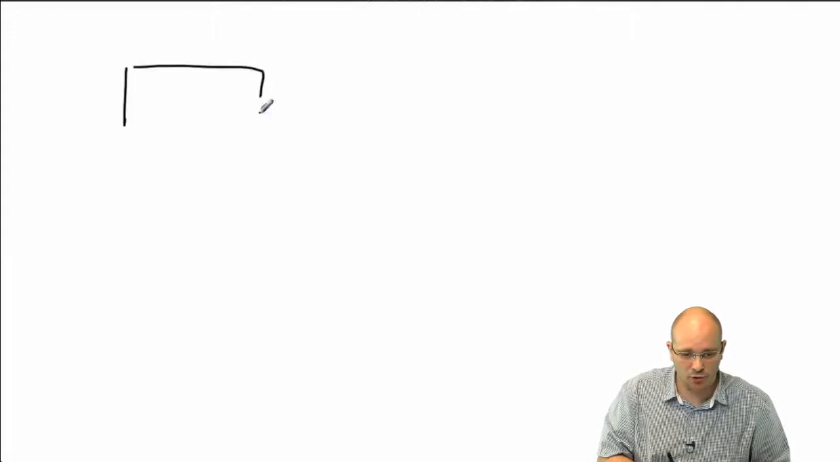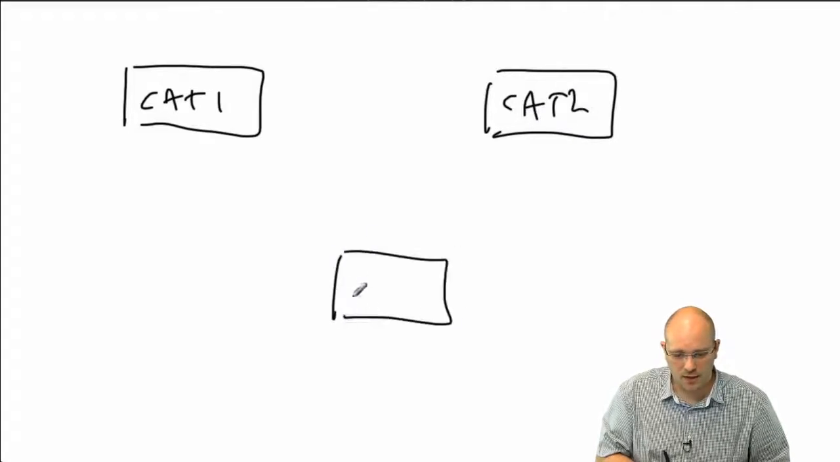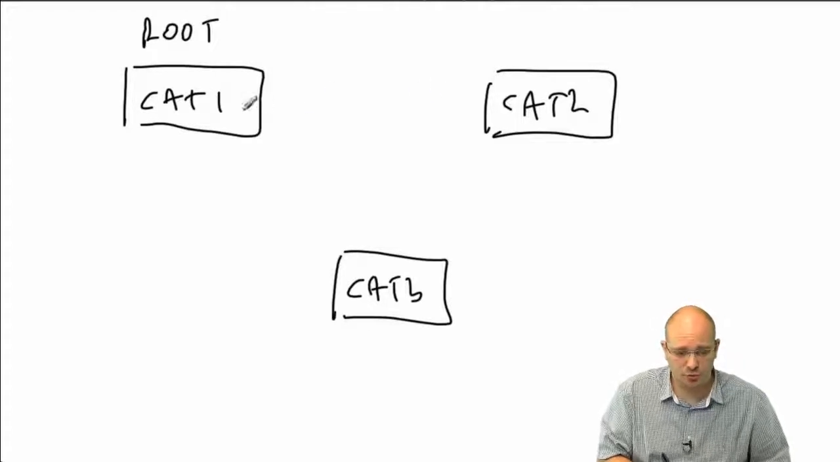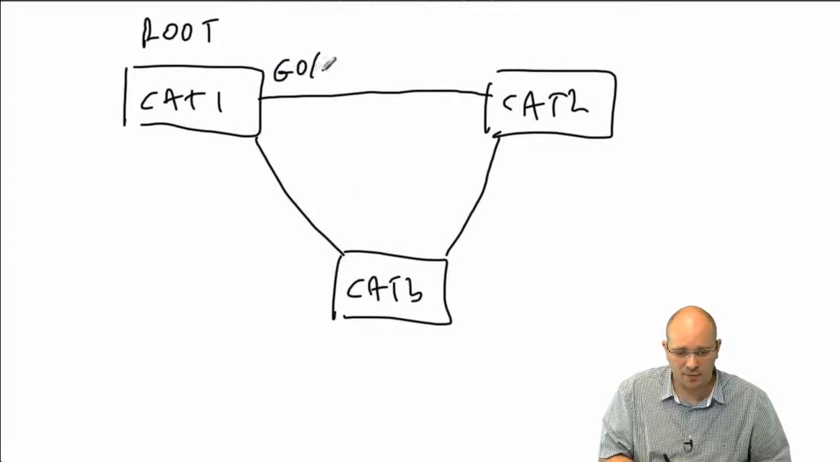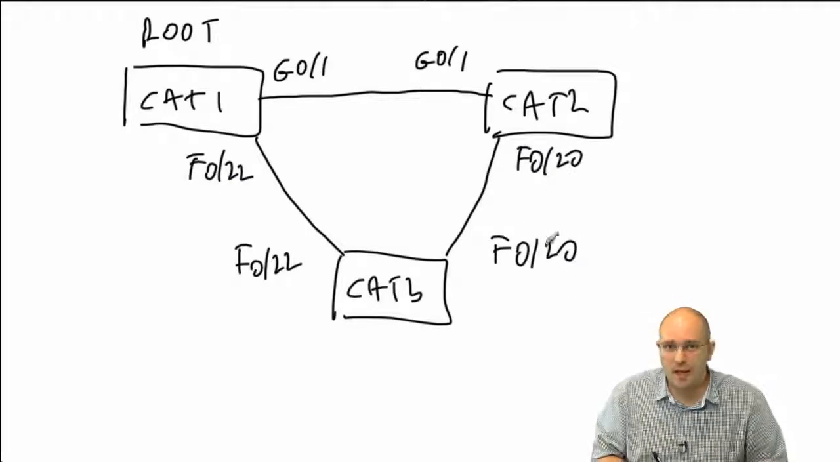I'm again going to be using just 3 switches. I'm going to have Cat1, Cat2, and Cat3. In this setup, Cat1 will be configured as the root, and the switches are going to be interconnected in a triangle like this. This is going to be Gigabit 0/1 on both sides here. This is going to be FastEthernet 0/22. And this here is going to be the FastEthernet 0/20 port.